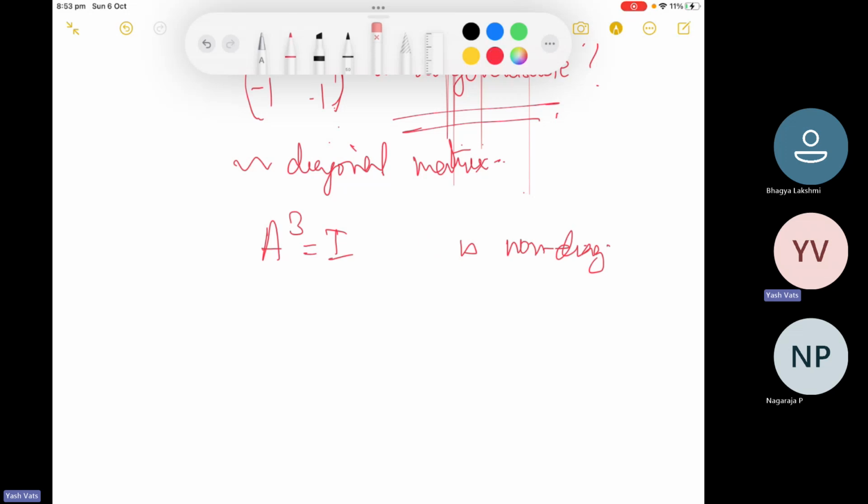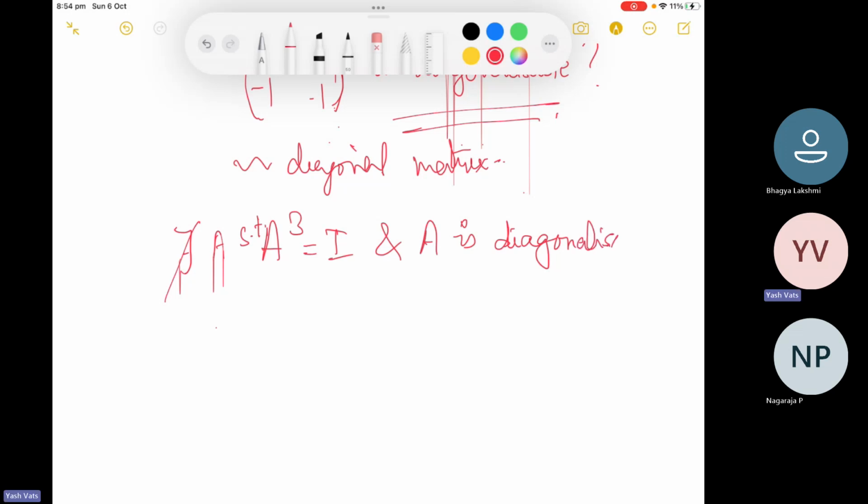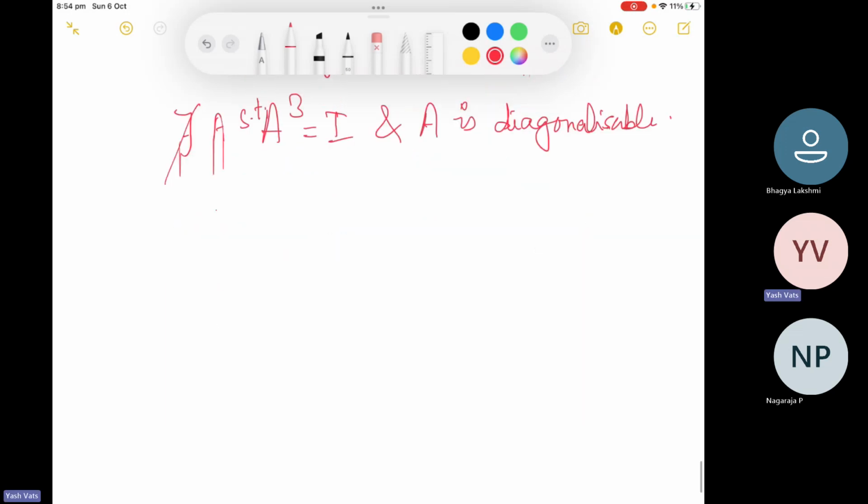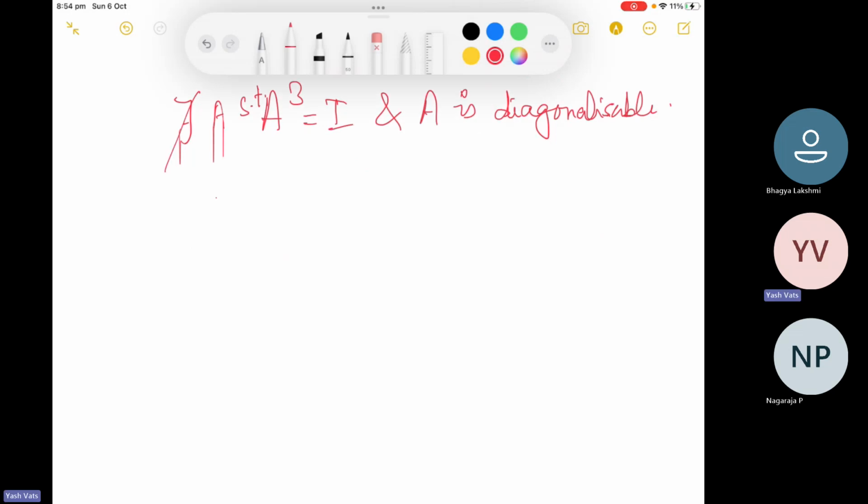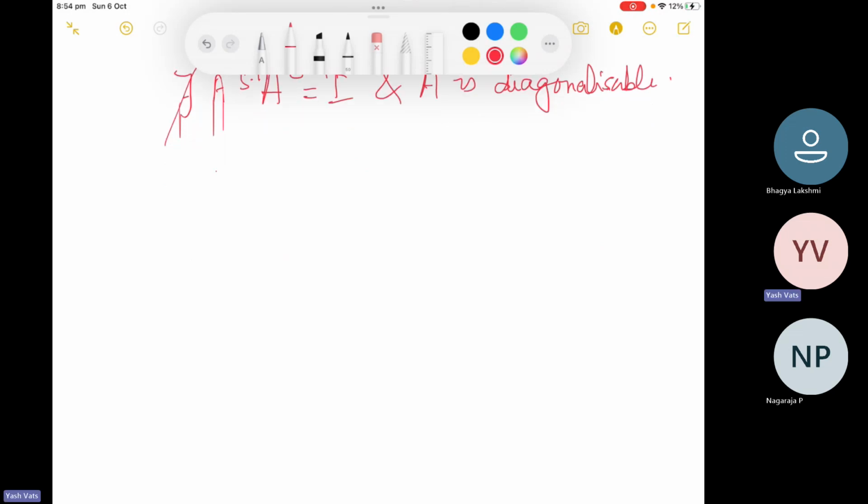Sorry, there does not exist A such that A cube equals identity and A is non-diagonalizable. Can you prove that? How will you prove it? That's not the reason you are saying, that eigenvalues are complex. Okay, I need to check the proof, but it's true that it's not.